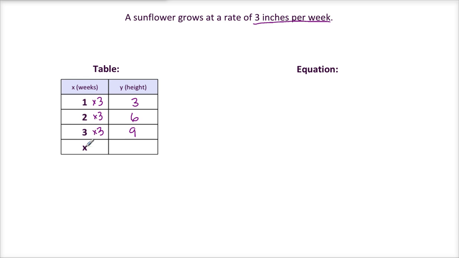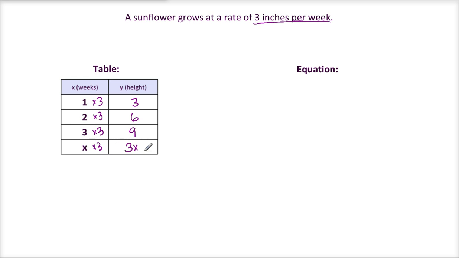But what we're really wondering is, what is the process that I follow for figuring out how tall my sunflower is? So notice we followed the same pattern in every row, so we're going to do the same thing in this row. I multiply whatever week it is by the unit rate 3. That tells me how tall my plant is. So I multiply 3 times what week it is, represented by X.